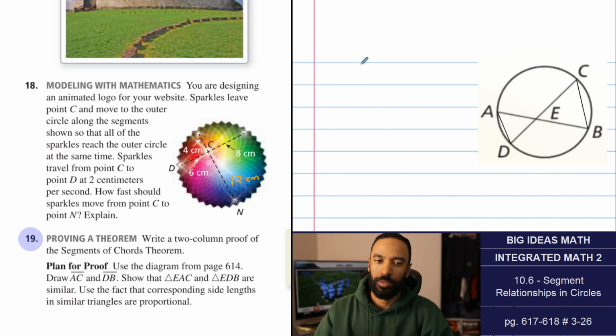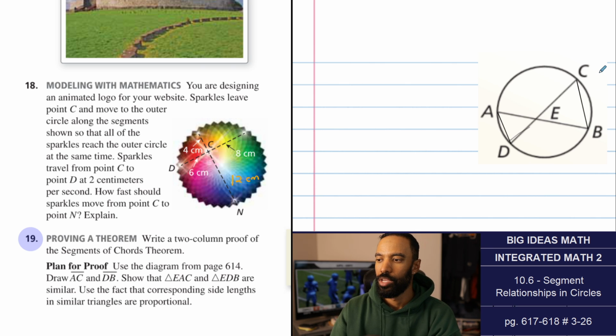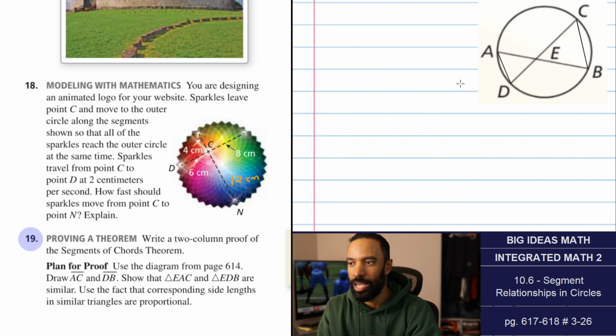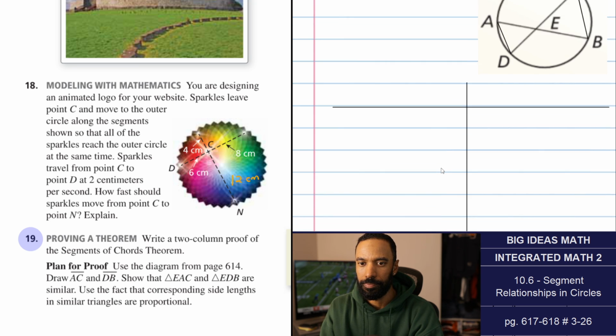I don't think I need to write out given and prove. But ultimately, we need to prove that this times this equals this times that. That's what we're going to get to. As far as a 2-column proof goes, I don't have room up there, so let me just do this down here. We're going to do statements and reasons.